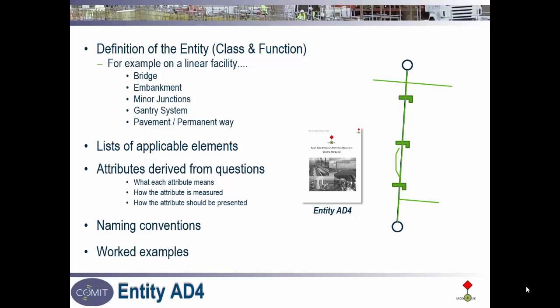Below that comes the entity level AD4. This gives us the functional grouping and the class at this level. Whether it is a node or along a connector, there will be multiple entities, which could be structures, earthworks, minor junctions, gantries, permanent way, pavement, etc. And this will list the possible elements that could be found as part of this functional group and the attributes that will help to answer the questions at every stage. It should also include naming conventions and a worked example.